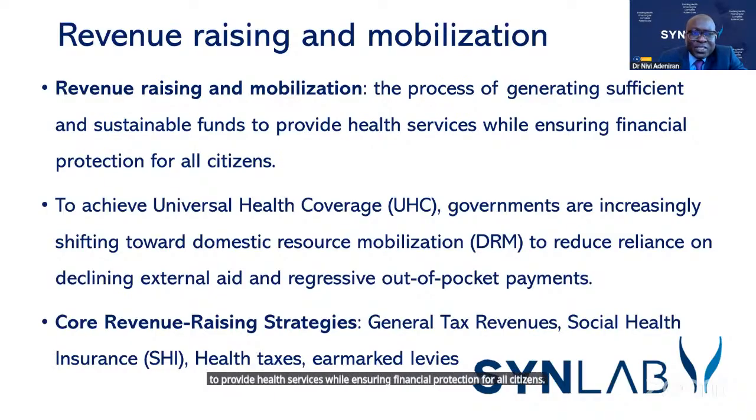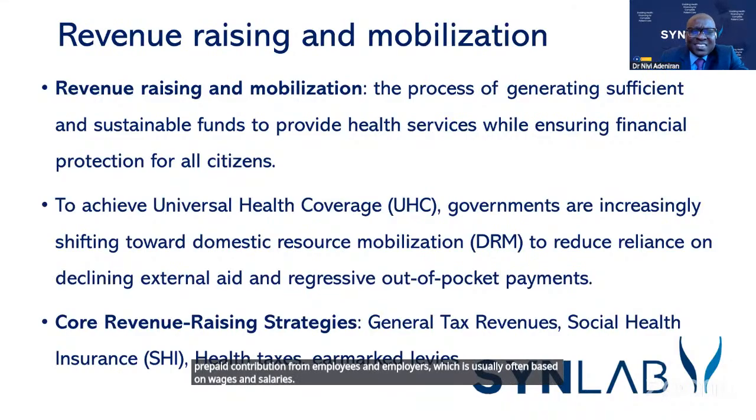To achieve universal health coverage, governments are increasingly shifting towards domestic resource mobilization to reduce reliance on declining external aid and regressive out-of-pocket payments. Now, the core revenue raising strategies deployed by the government usually include the general tax revenues. This is the most common public funding source that involves direct income taxes and indirect taxes or the VAT, the value-added tax from sales.